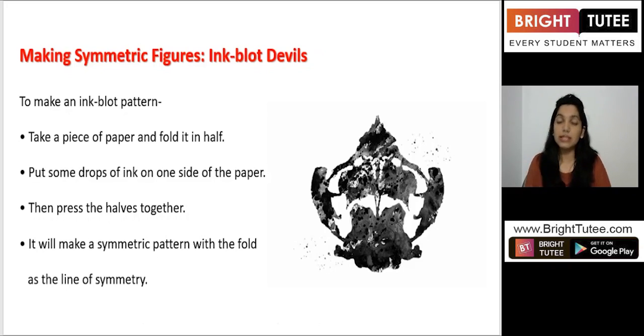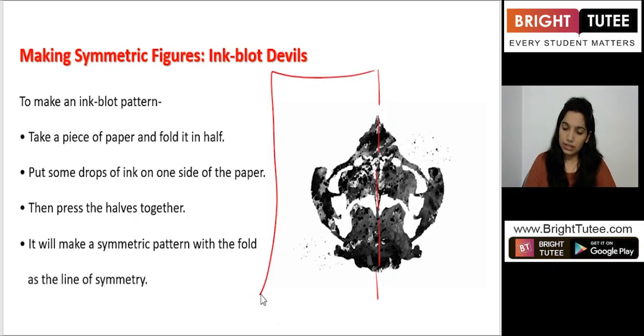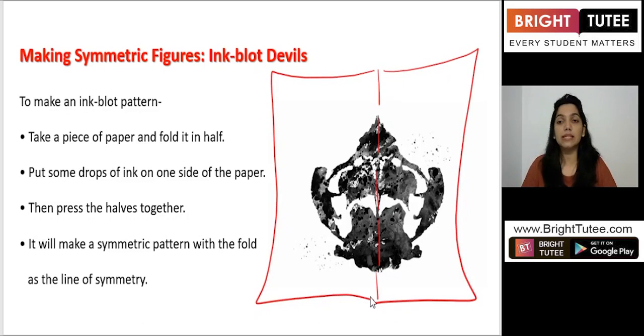Okay. Now you can see this image here. This is the fold of the paper. This is the line of symmetry. So this is your paper. Okay. So this is a rough image. Probably this is the kind of paper that you took. And if you just put some ink dots and you fold the paper, press it tightly between your palms, open it up, this is what you will see in front of you. And you can draw as many images as you want.